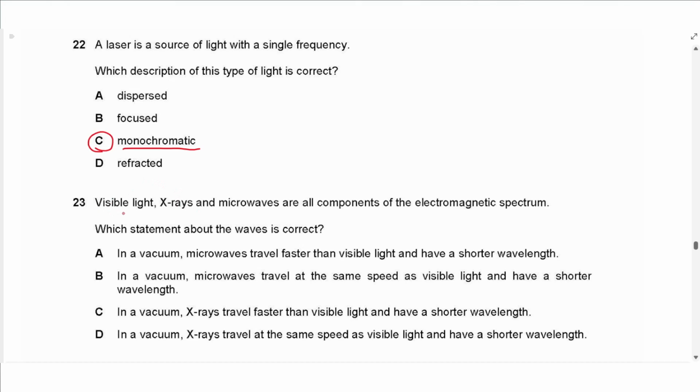Question 23 says visible light, X-rays, and microwaves are all components of the electromagnetic spectrum. Which statement about the waves is correct? In a vacuum, microwaves travel faster than visible light.